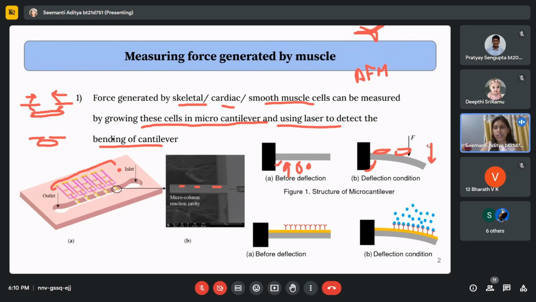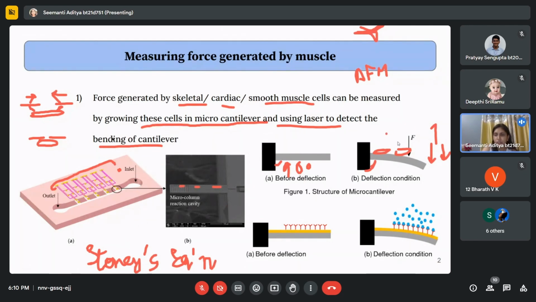It will come down, then again it will go up, again it will come down, then again it will go up. Because of this, it is going to get deflected, and we can measure this deflection by measuring the angle. We can measure this angle and then put it in Stoney's equation. There is another mathematical equation where we can put this angle, and it will give us the approximate force that is being generated.